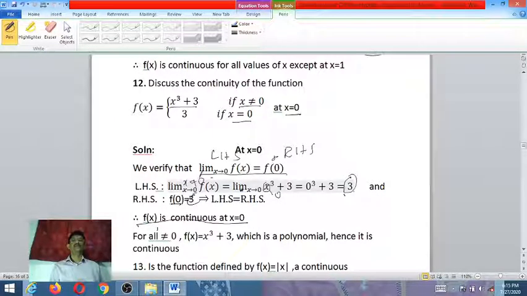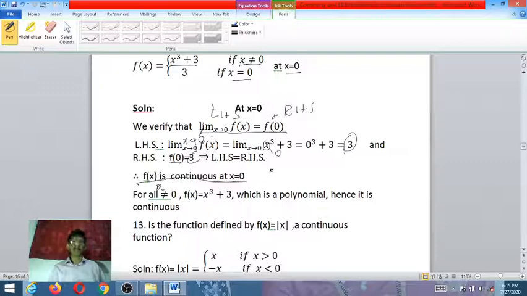We checked only for x equals 0. For all x, look here, for all x not equal to 0, what does f of x become? It is x cube plus 3, isn't it? What is x cube plus 3? Remember, x cube plus 3 is a polynomial. Hence, it is always continuous.